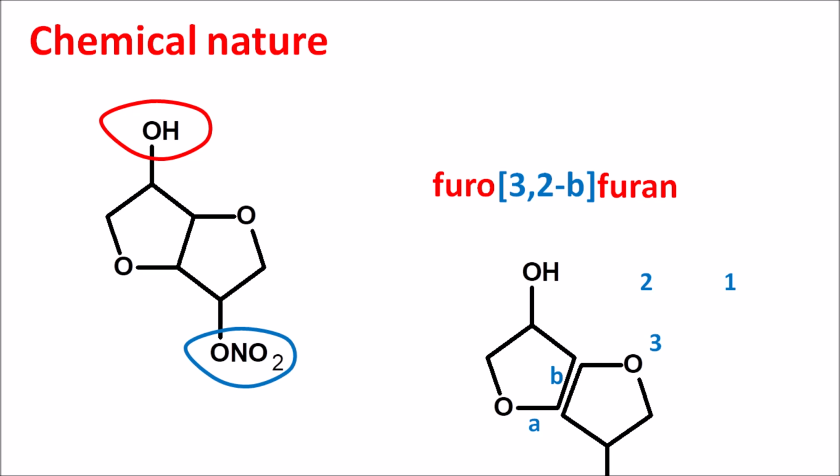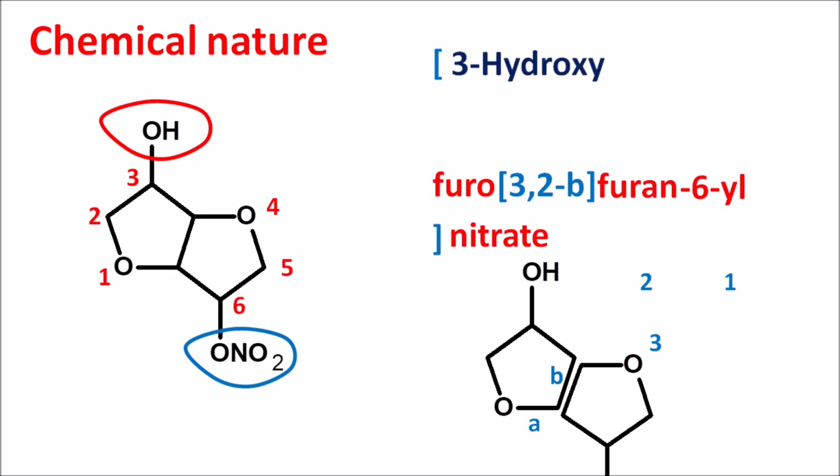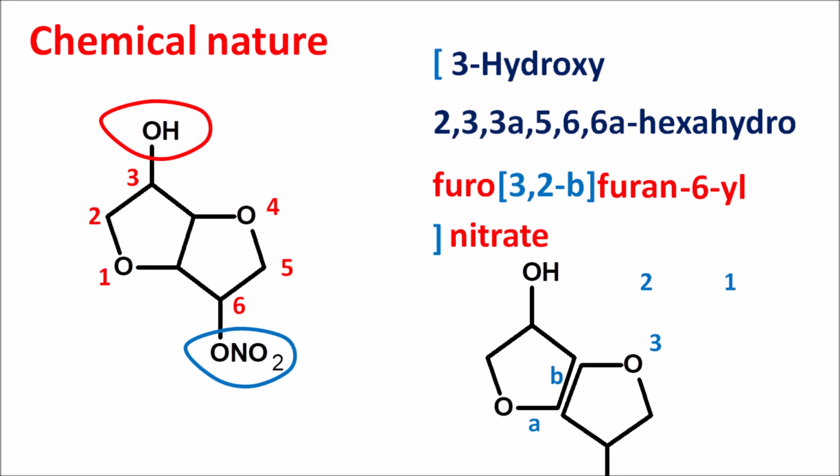Then let us give the numbering to the main ring system. So this is 1, 2, 3, 4, 5 and 6. So a nitro group is attached at the 6th position as a nitrate. So we can write this as 6-yl nitrate. And the hydroxyl group is present at the 3rd position, so 3-hydroxy. And all the elements are saturated, so hexahydro, and it is saturated at the second, third, fourth and fifth positions along with the bridgeheads. So we can write this as 2,3,3a,5,6,6a. So that is the complete name of isosorbide mononitrate.